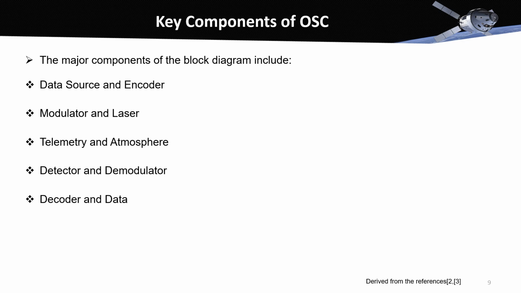Next one is decoder and data. The extracted data, in encoded form, is then passed through a decoder which reverses the encoding process performed at the source. This step ensures that the original data is reconstructed accurately. The resulting data is made available for intended use, whether it's for communication, data storage, or other applications.